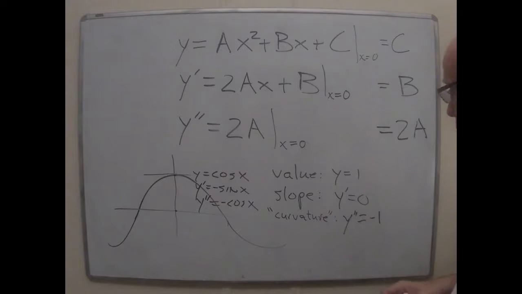So I'm going to go do that on Desmos, but let's just see, what would the a, b, and c be? We can read them off of here. c would be 1, b would be 0, and twice a would be minus 1, so that makes a, I guess, negative a half.